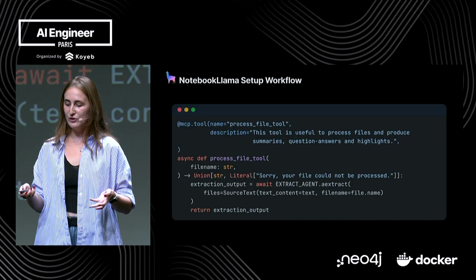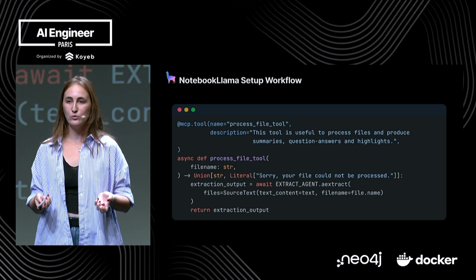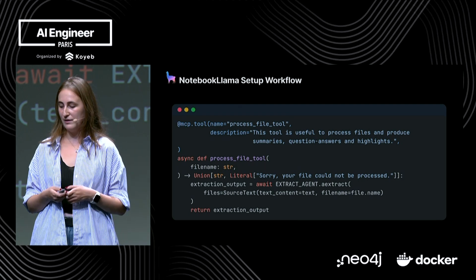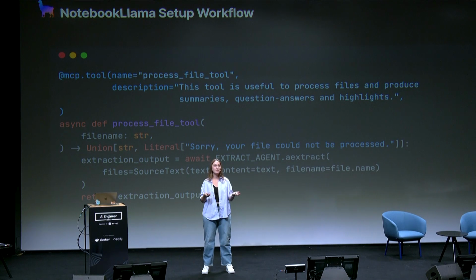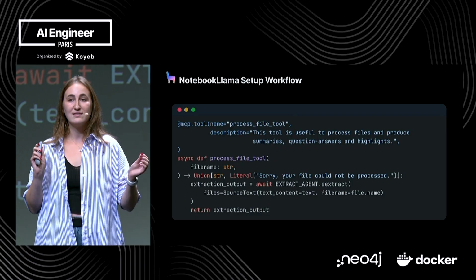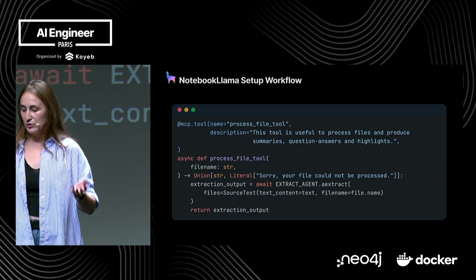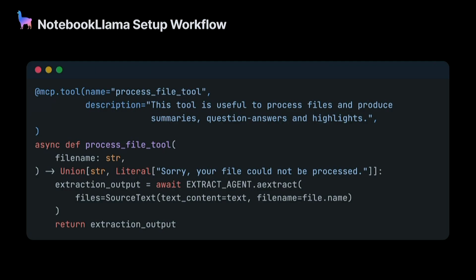So let's have a look at our first tool, which we call the process file tool. And the most important thing here is the description. If you've been using MCP tools and servers with your MCP clients, you'll know that the description is pretty important, because it's the one thing that the LLM has to use to decide whether it's time to run that tool or not. So we've described it as: this tool is useful to process files and produce summaries, question answers, and highlights.